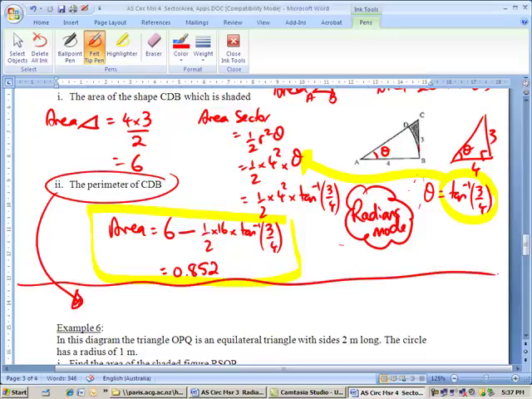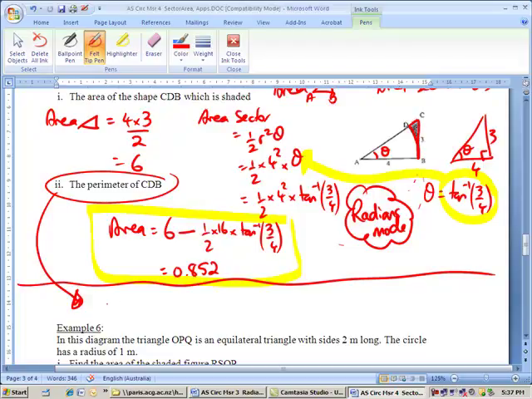Okay, in this little bit of room I've got left, let's think about the perimeter of CDB. So CDB, remember, is the little shaded bit. We want the perimeter of it. It's going to be the arc length plus 3 plus this bit in here. So I need to find out how long this bit in here is.